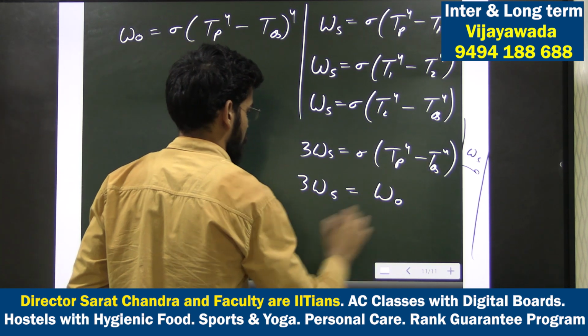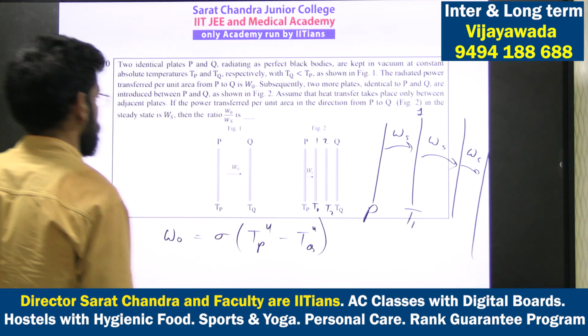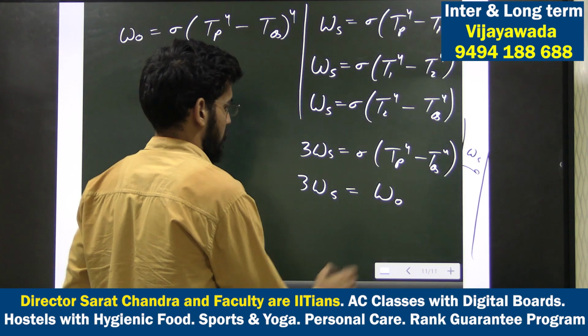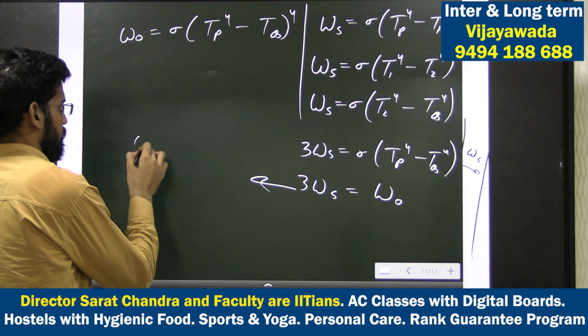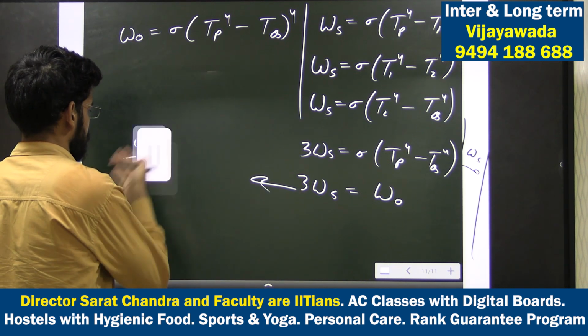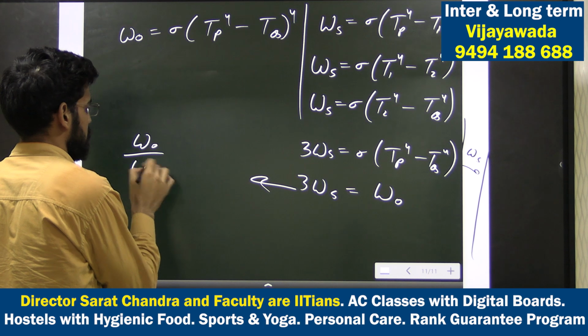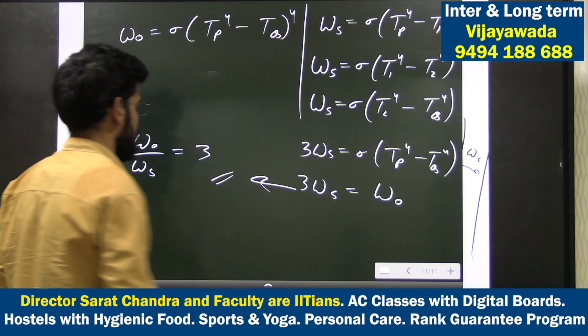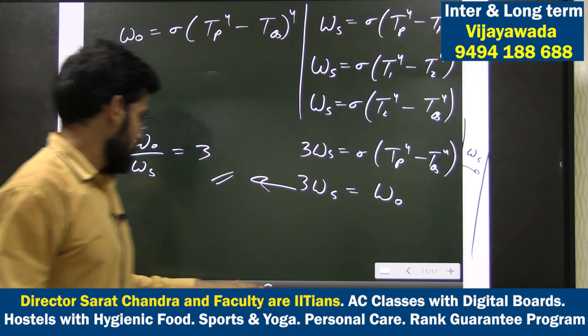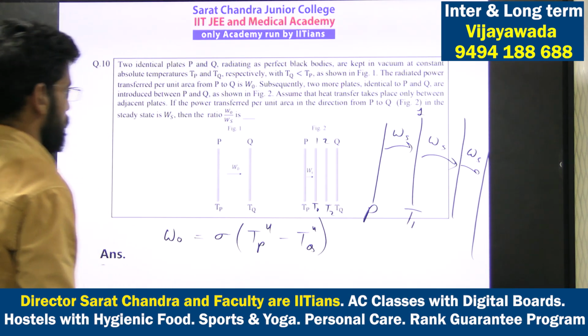So what is he asking? He is asking W0 by Ws. From here I can say W naught by Ws is nothing but 3. That's it. This is your answer of question number 10.